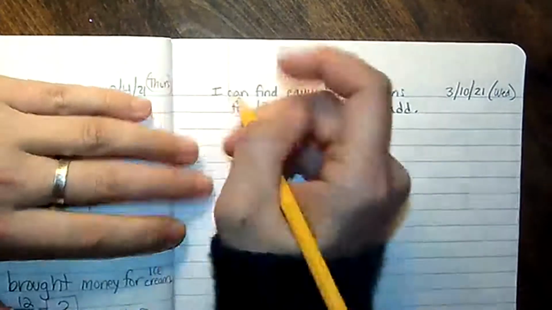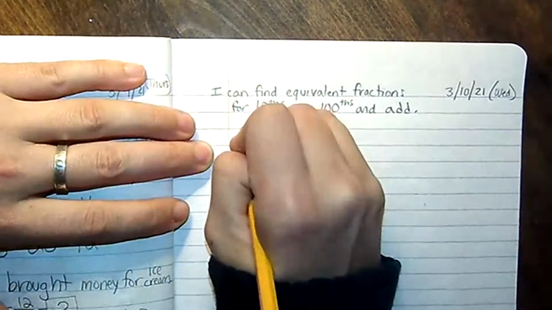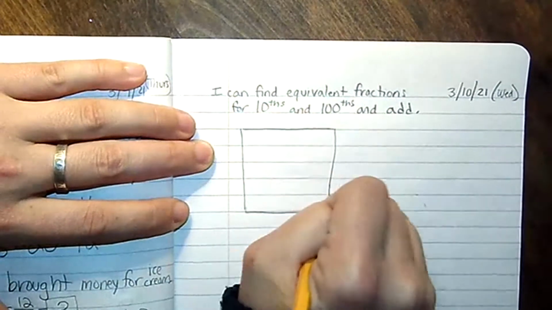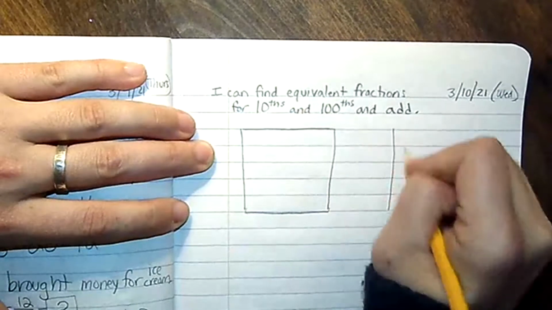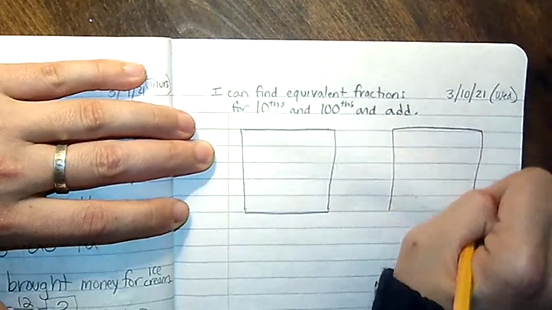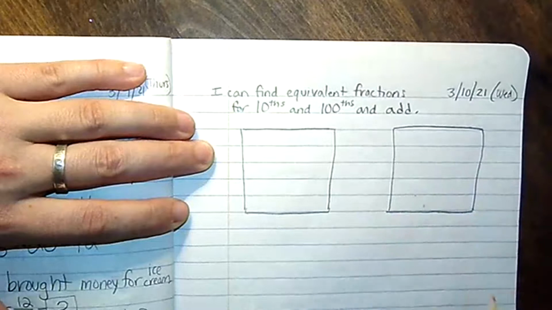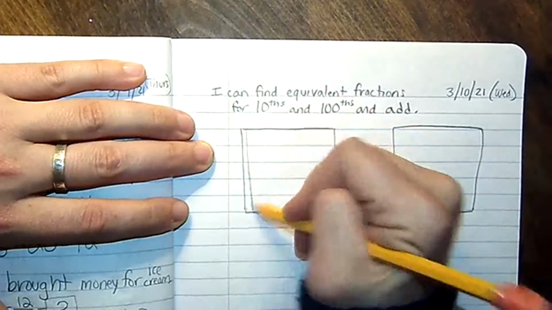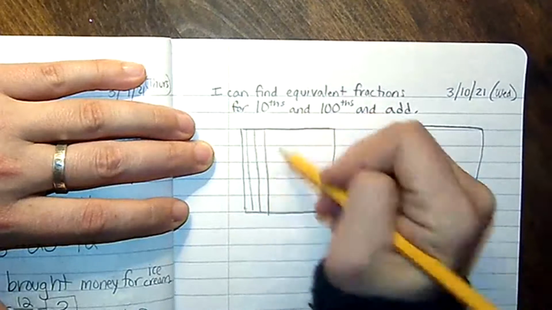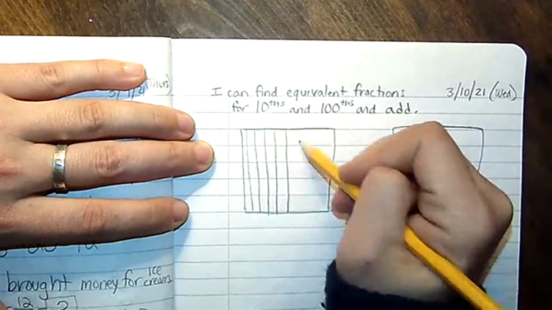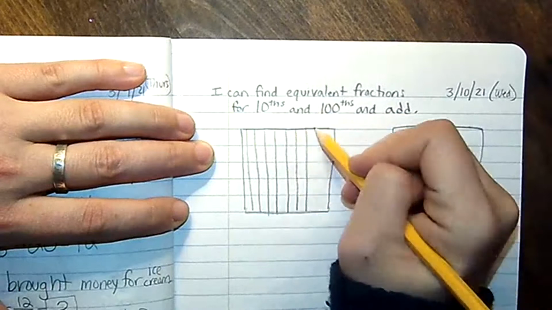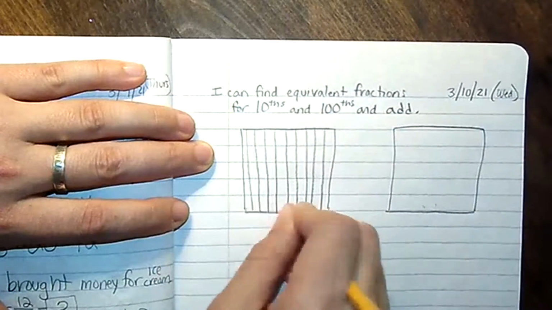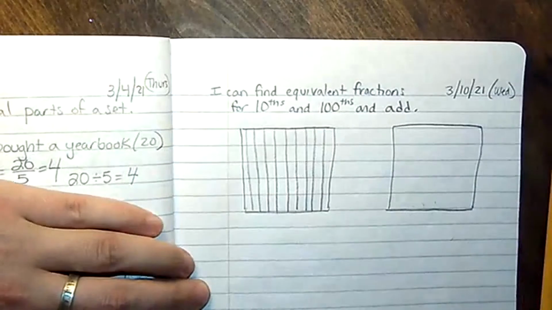So I'm going to start by drawing a model for us. I'm going to draw two boxes. They're very large boxes. And I want both of my boxes to be about the same size and about the same shape. I'm going to start by making 9 lines down in each one. 1, 2, 3, 4, 5, 6, 7, 8, 9. All right. So picture this as like your jumbo-sized chocolate bar.